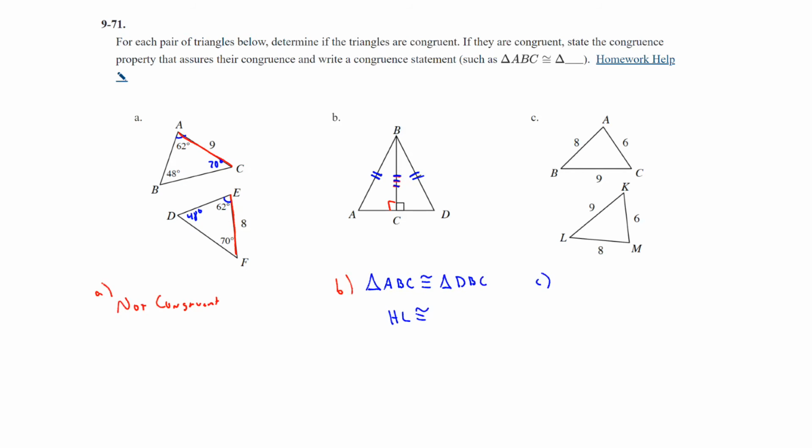Part C, no angles are given, but we have a side length of 6 that matches with 6. We have a side of 8, and then a side of 9 and a side of 9. So therefore they are congruent. We can say triangle ACB is congruent to triangle KML, and make sure that you do have those in the right order. And we know they're congruent by side-side-side congruency.